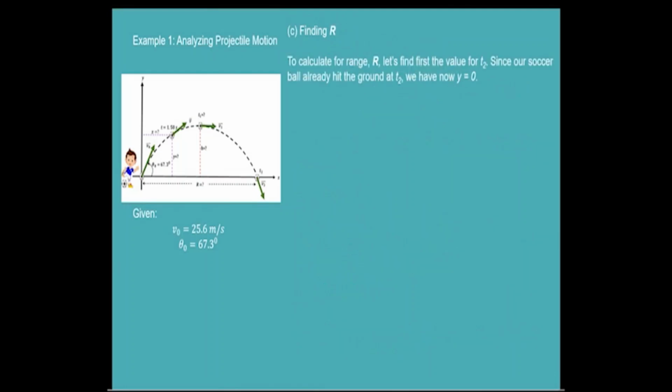Let's proceed now to letter C, finding range. To calculate the range, let's find first the value for t sub 2, since our soccer ball already hit the ground at t sub 2. In this case, we have now y equal to 0. So from our equation, y is equal to v sub 0y t sub 2 plus 1 half a sub y t sub 2 squared, that is equal to 0.